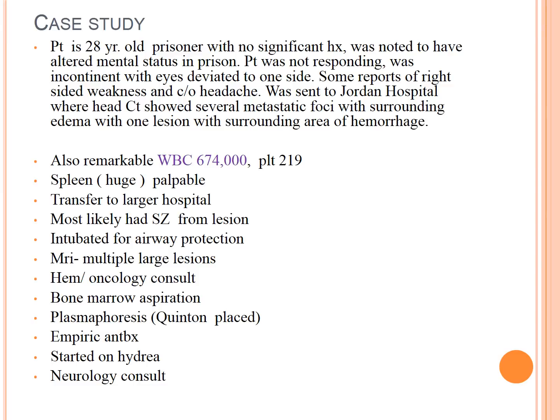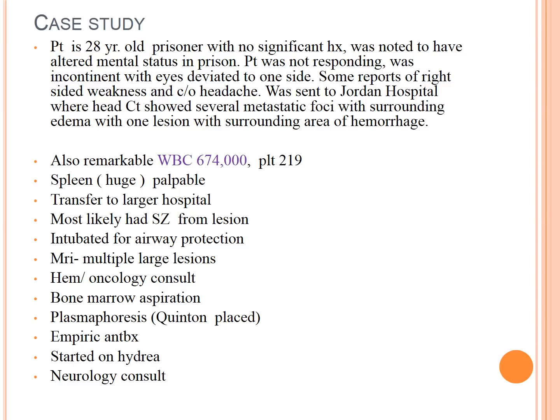Case study here is not mine personally. This was a different instructor's, but it is pretty interesting just to read through. So a 28-year-old prisoner, no history really, had an altered mental status in prison. He was not responding, was incontinent, eyes deviated to one side. Some reports of right-sided weakness and a complaint of a headache. He went to a local hospital where a head CT showed several metastatic foci with surrounding edema, with one lesion with a surrounding area of hemorrhage.